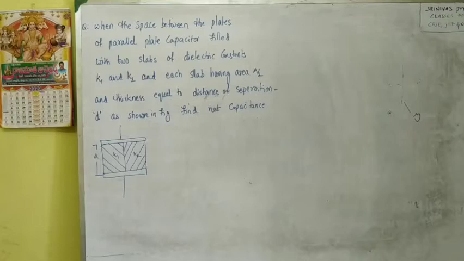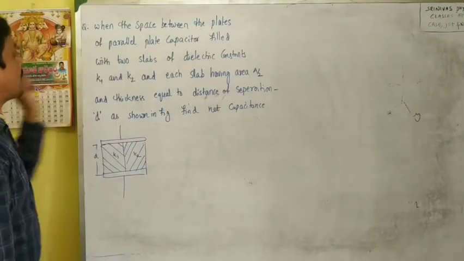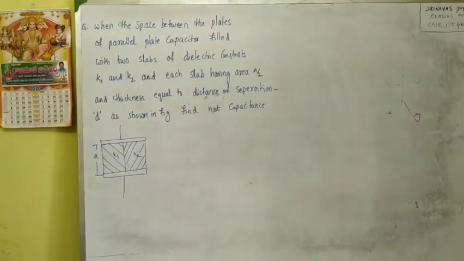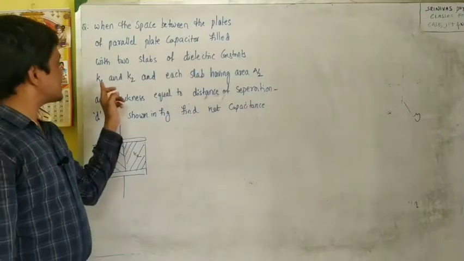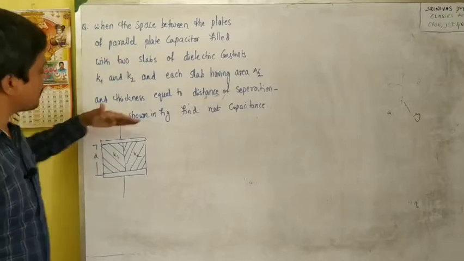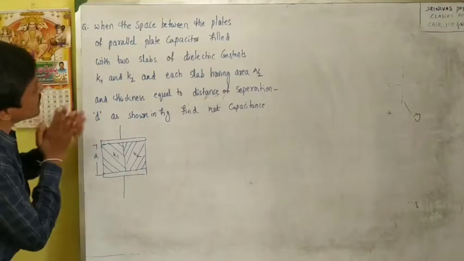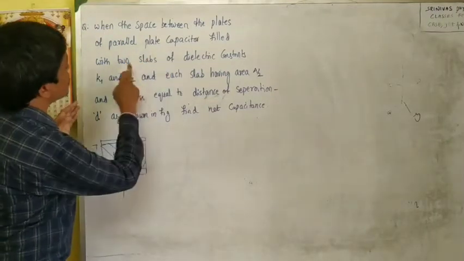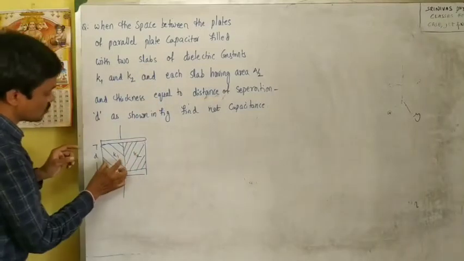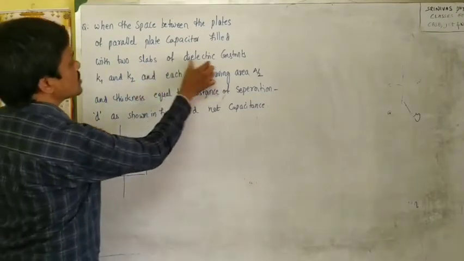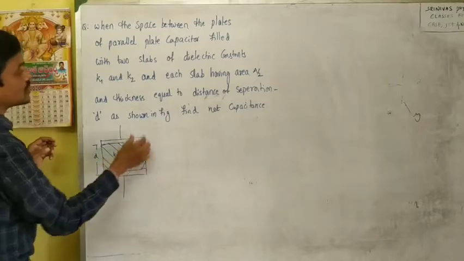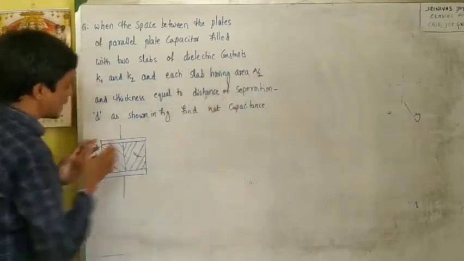Okay, now we are going to discuss the next question: when the space between the plates of a parallel plate capacitor is filled with two slabs of dielectric constants K1 and K2. The space between the plates, these are the two plates, is filled with the two slabs. This is one slab, this is another slab. Their dielectric constants are K1 and K2, and each slab has area A by 2.